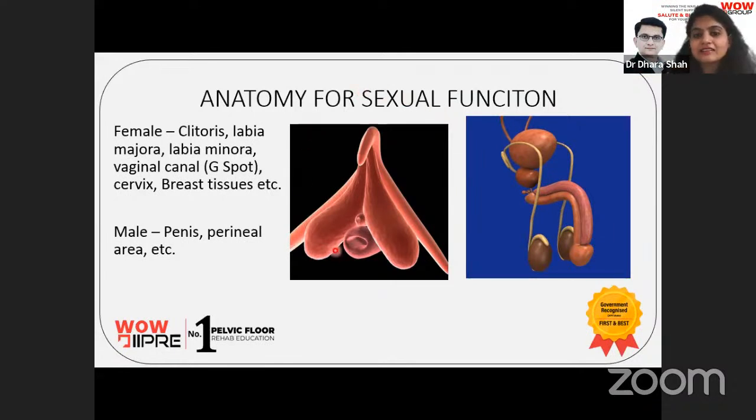Now, we know that this is the female erogenous structure, the clitoris. You can see the shaft of the clitoris, the glans of the clitoris, the legs of the clitoris, and these are the vestibular bulbs, the urethral opening and the vaginal opening. So this is the basic structure of the clitoris. Again, I'm not talking about the details of labia majora, minora, G-spot, what the cervix does, and the breast tissues, but this is the basic erogenous structure for a female. And this is the male penis, which is responsible for sexual activity.